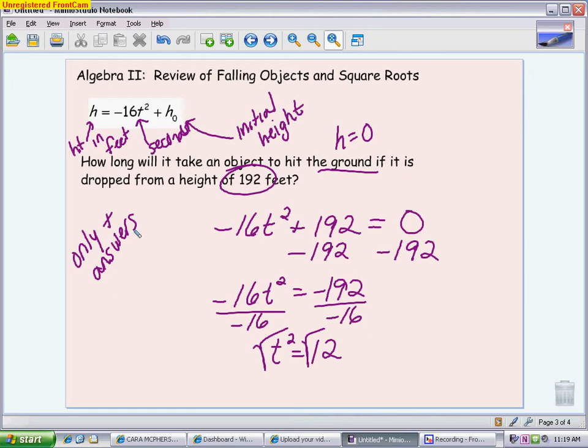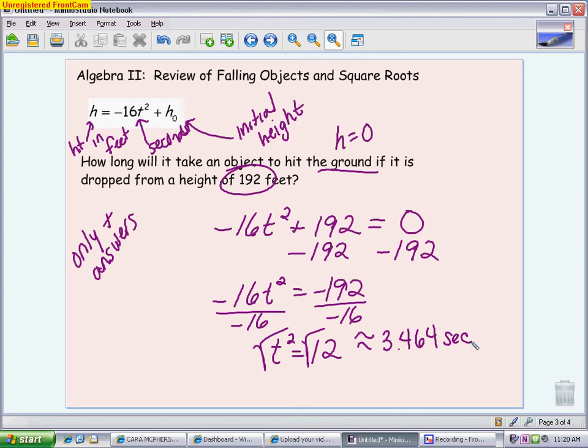We have a couple ways to do this. If you're asked for a decimal answer, then you're going to type in your calculator the square root of 12, and we're going to write down the decimal we get, and it would be approximately 3.464 seconds. For most of our real-life problems or word problems, that's perfectly fine.